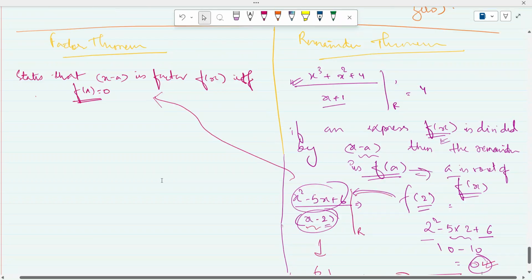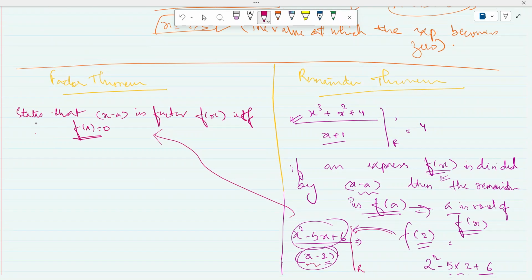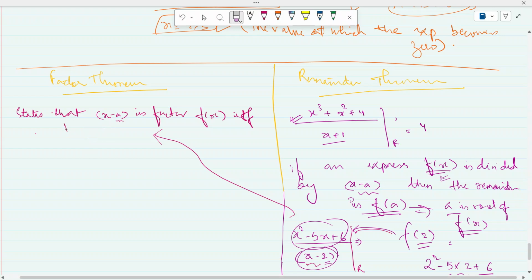So basically what the factor theorem states is that if x minus a is a factor of f of x, then f of a would be 0. Like putting the value a in the expression f of x would yield value as 0. F of a is 0.